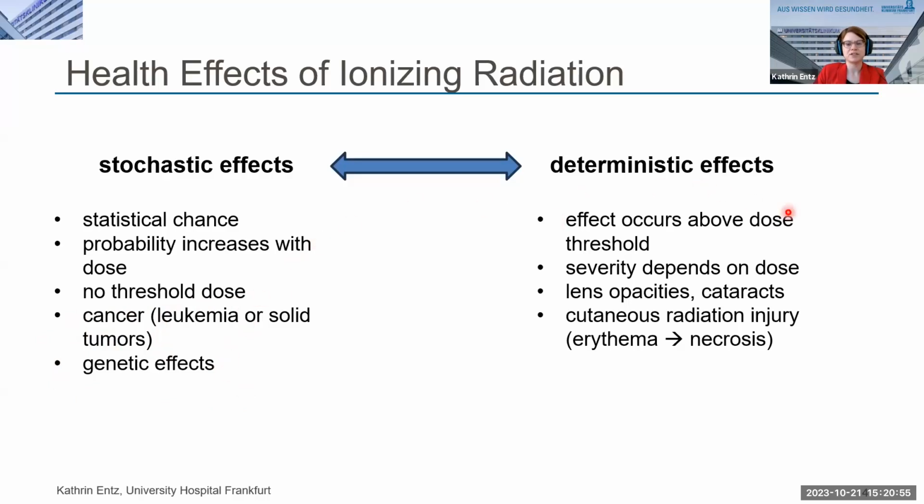On the other hand, you have these deterministic effects. They only occur above a certain dose threshold. So that's really good for us. As long as we stay below this dose threshold, they do not occur. But the higher the dose, the more severe those effects are. Certain deterministic effects are, for example, lens opacities, and if the doses are very high, they can lead to cataracts. What's also quite common are effects to the skin. They start with an erythema, so just mild reddening of the skin, and that could develop into a necrosis when the doses are very high.